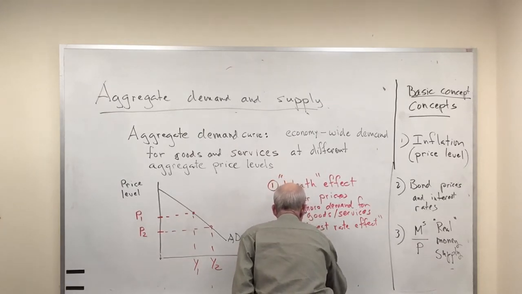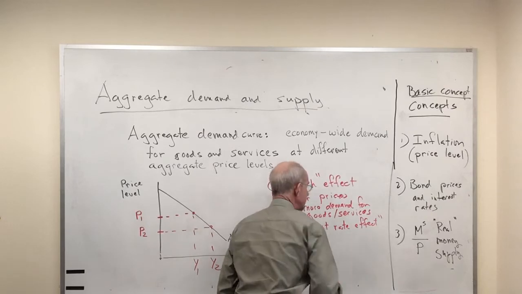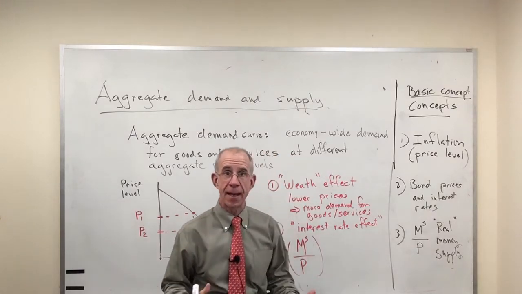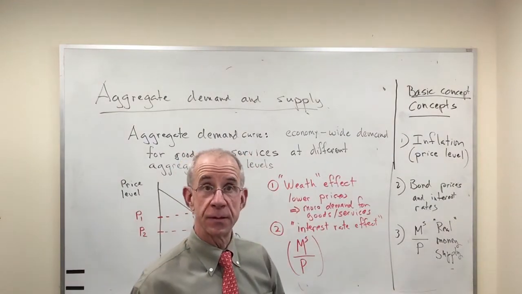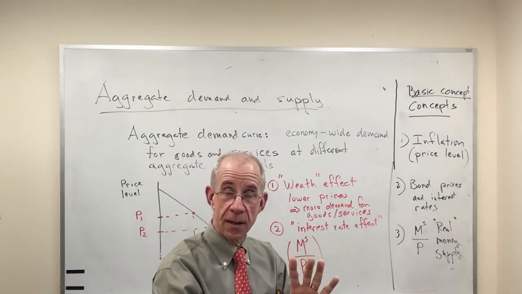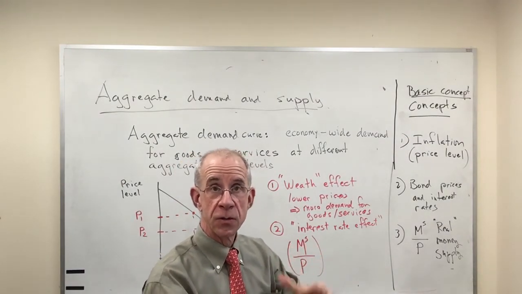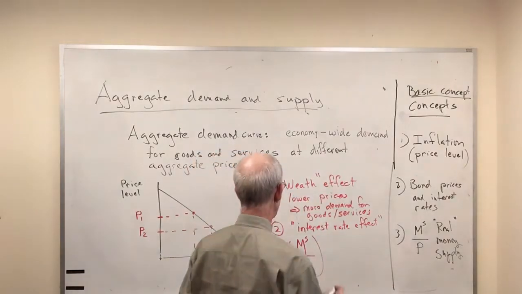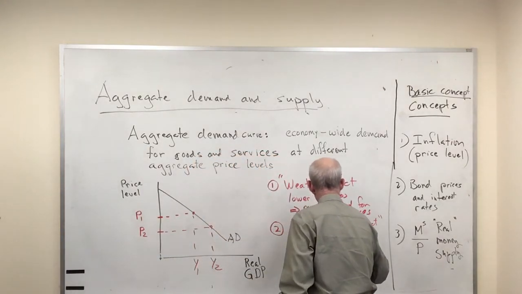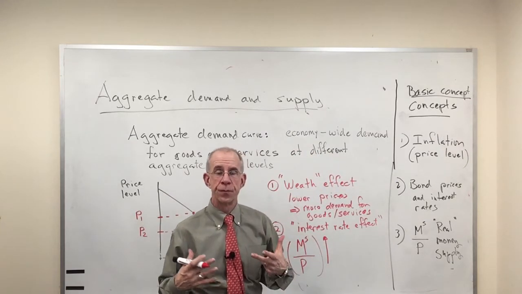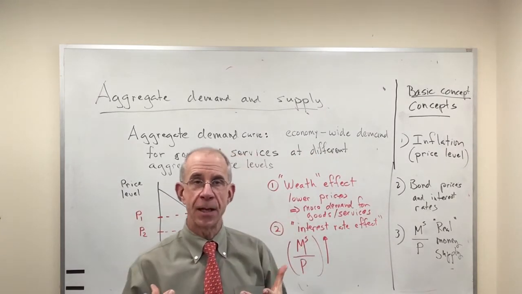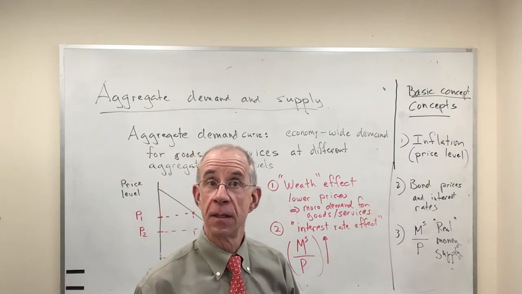How does this real money supply change when you have falling prices? Okay, the thing in the denominator gets smaller, so the overall ratio will go up. The cash that people have in their pockets is worth more.